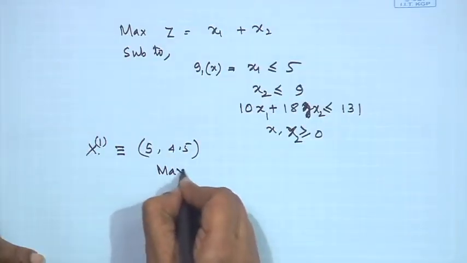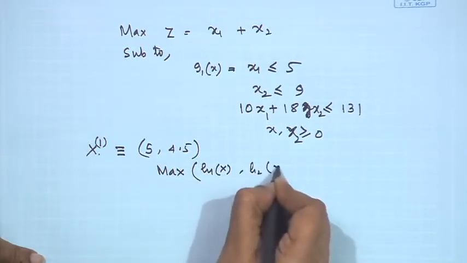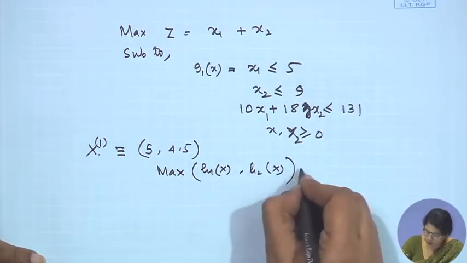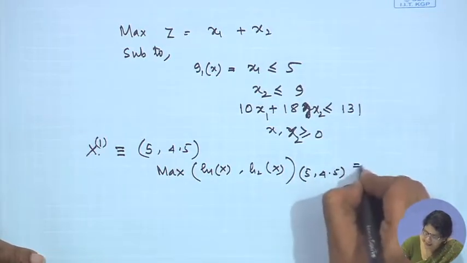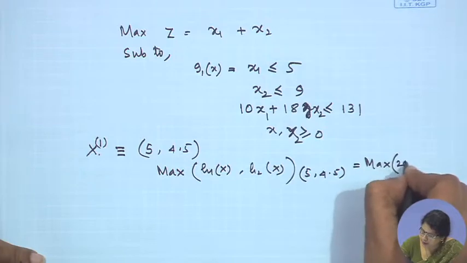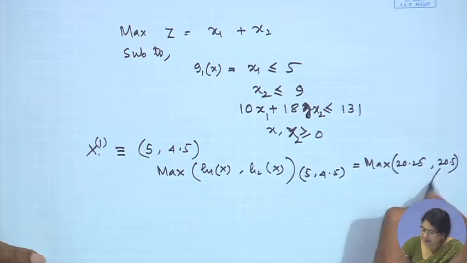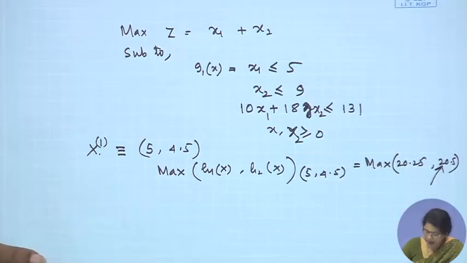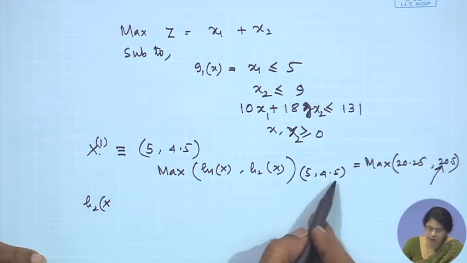Now if we proceed in this way, we will find the maximum value of H1(x) and H2(x), two constraints, where capital X is the vector (x1, x2), at point (5, 4.5). We will see this value will come as 20.25 and 20.5. What we could see is that H2 is the most violated constraint here. That is why again we will expand H2 at point (5, 4.5).